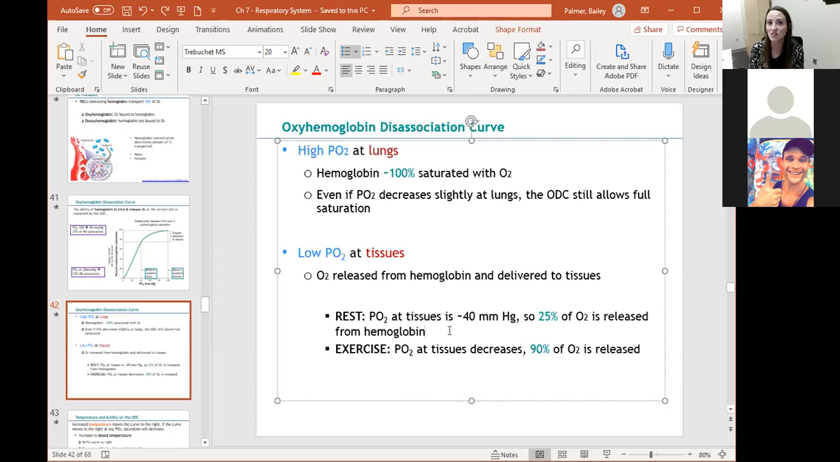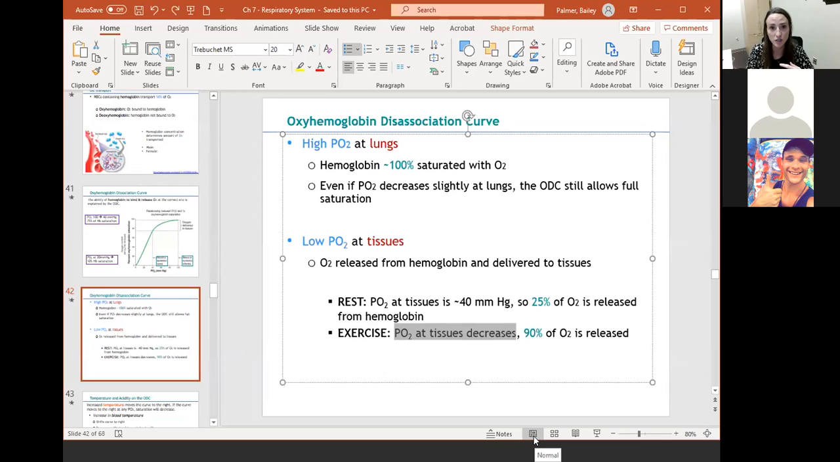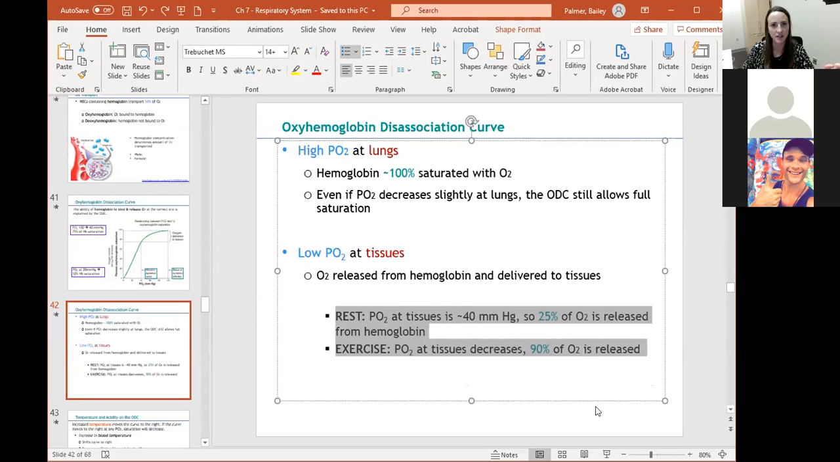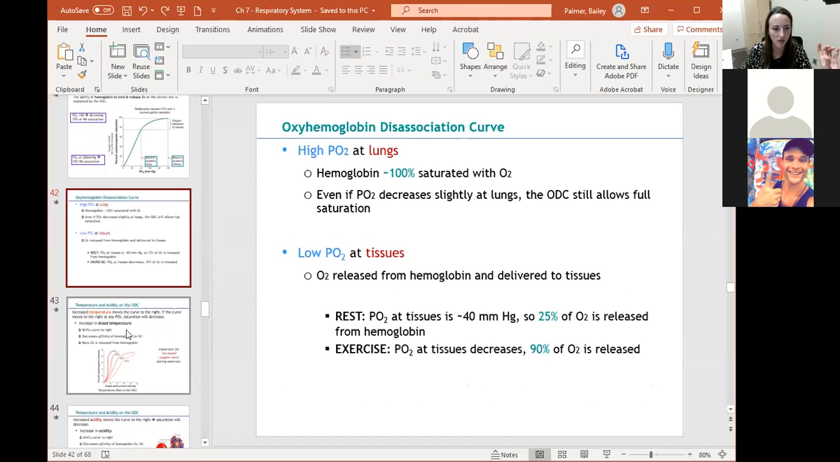But we're at rest, which means we don't need a lot of oxygen. As me just sitting here, my muscles aren't working very hard, so they don't need a lot of oxygen released to them. But now look at exercise. As the partial pressure decreases further because my muscles are using the oxygen, now 90% of that oxygen is going to be released off of hemoglobin to the tissues, because my tissues are working and need more oxygen. So you probably just have to know the difference, maybe the percentages of what's released from rest to exercise, based on that curve.